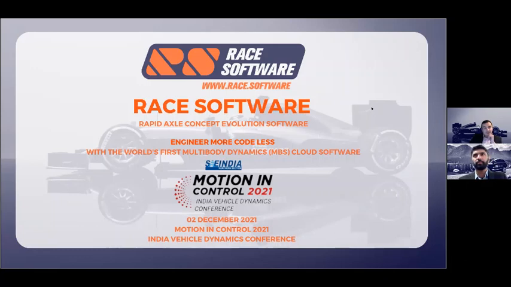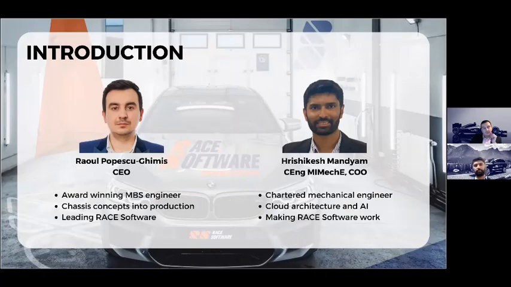We'll give you an introduction to what our company and software capability do, with some live engineering simulations. Our company is called Race Software, which comes from the Rapid Axle Concept Evolution. And we consider we are the first ones in the world to run a multi-body dynamic software in the cloud. If you'd like to go to the next slide, Rishi, to give just a bit of introduction about ourselves.